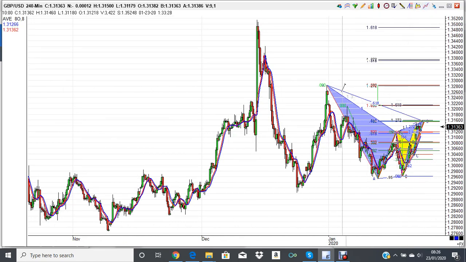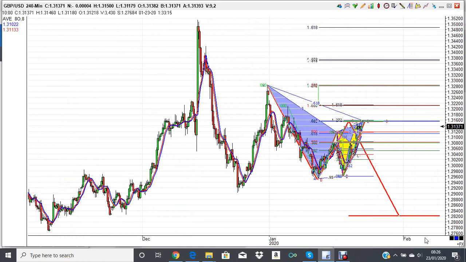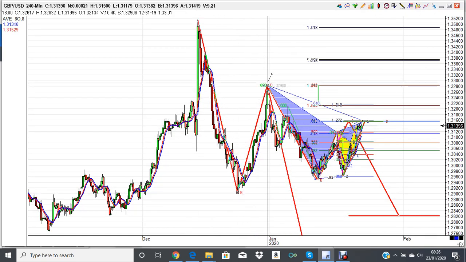If it does work, the first profit objective on it would be this ABCD to the downside. That'd take you down somewhere to about just above 128. This would start down from here. If it picked up momentum, of course, there's the bigger one off the high that we made up here. That'd come down, A, B, C, D to the downside.